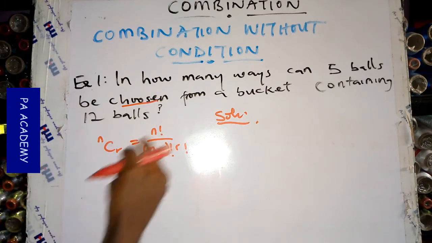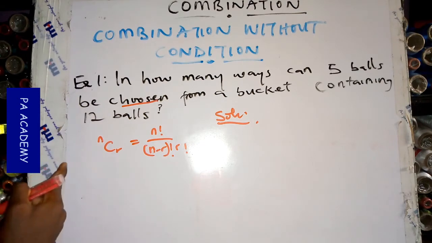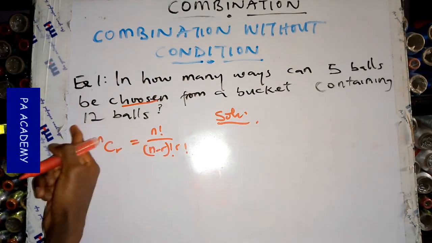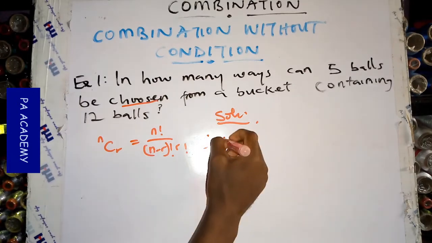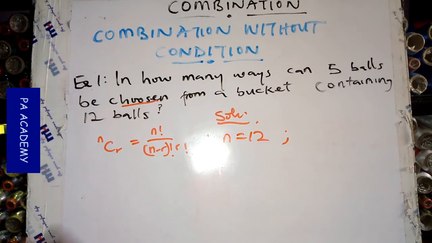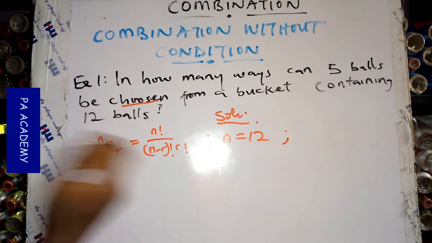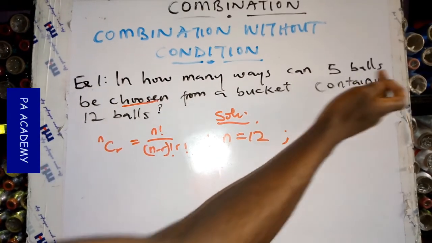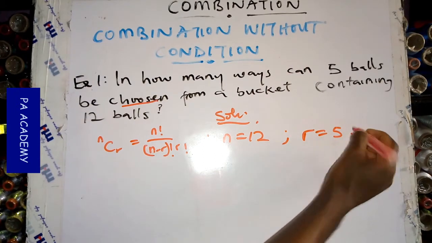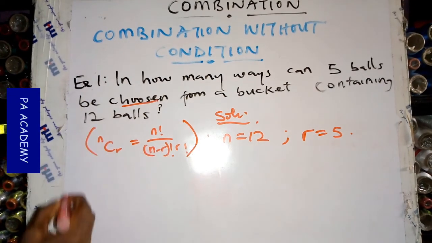So now from the question we can choose our n. Our n, which is the total number of objects in the set, is 12, because the question says a bucket containing 12 balls. That is the total number of balls. So our n is 12. Now what about our r? Our r represents the total number of objects or items to be chosen or selected. In how many ways can 5 balls be chosen? So that means our r is 5. Remember, we are not given any condition. So what we just do is apply this formula, then we'll get the answer.